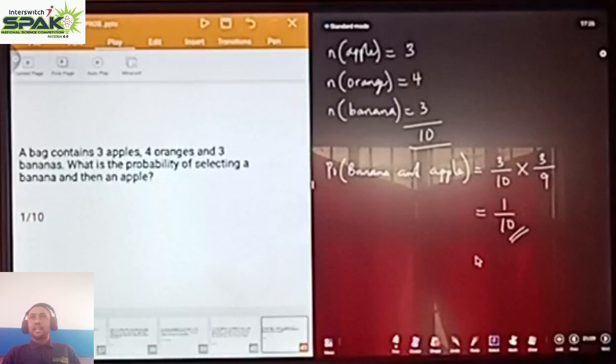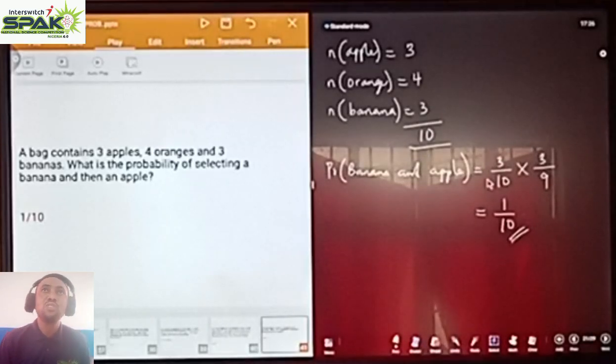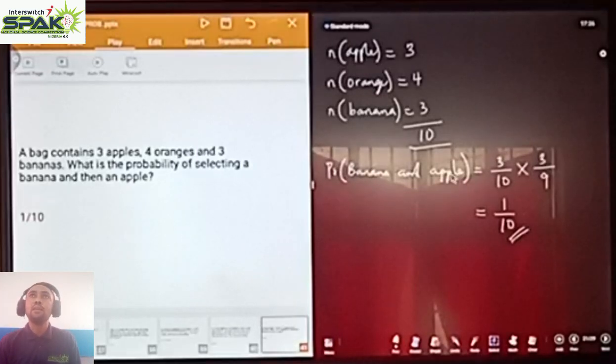So when you pick a banana, then you pick an apple. Going back to pick apple, the number of fruits will have reduced. Initially, we have a total number of 10 fruits. So when you pick one banana, banana will remain 2. Then we are now going to have 9 fruits left in the bag. So to now pick apple, apple will now be 3/9. So when you reduce this, it will give 1/10 as the answer.